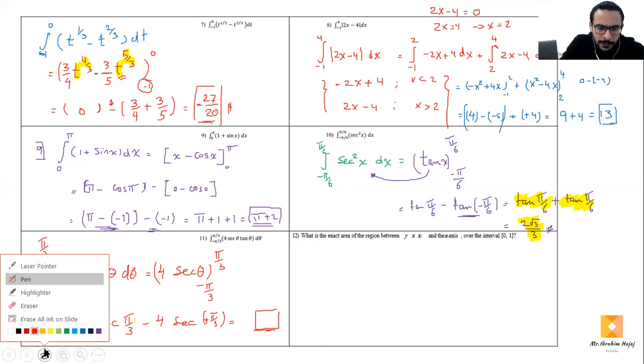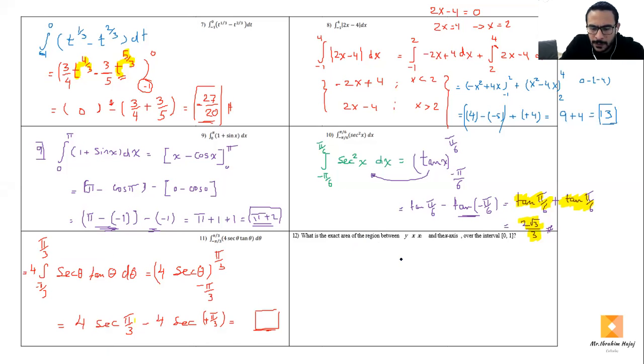Number 12, you have the worksheet on the WhatsApp. You can maximize this question and see it well. What's the exact area of the region between y equals x minus x squared and the x-axis over the interval 0 to 1?